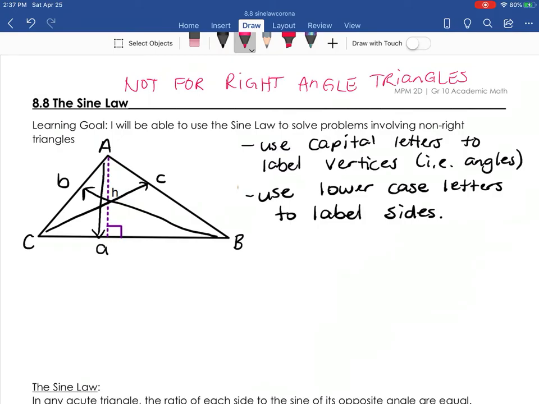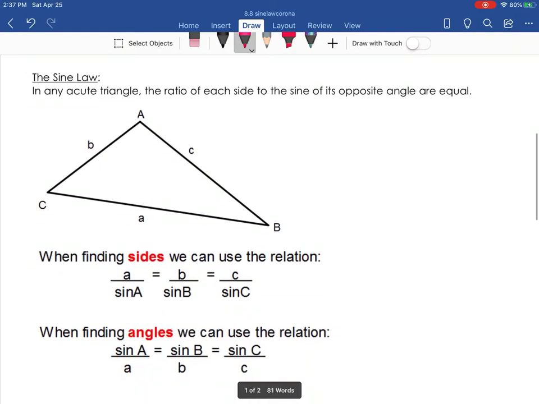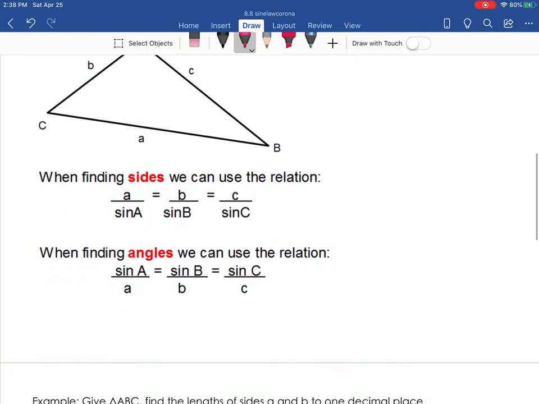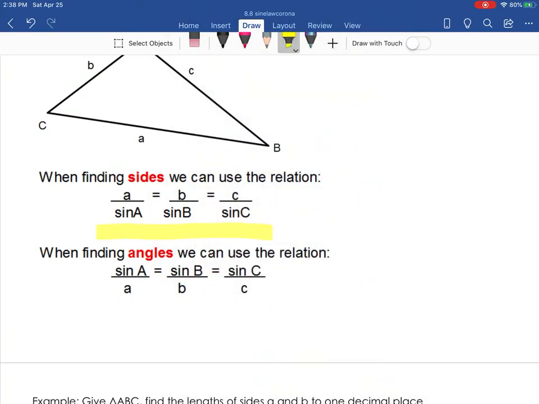Okay, we're going to do a different law, like I said, the cosine law, but this one is going to be specifically about using the sine ratio. Okay, so here we have the sine law. In any acute triangle, the ratio of each side to the sine of its opposite angle are equal. So we'll use two different variations, but it really doesn't matter which form you use.